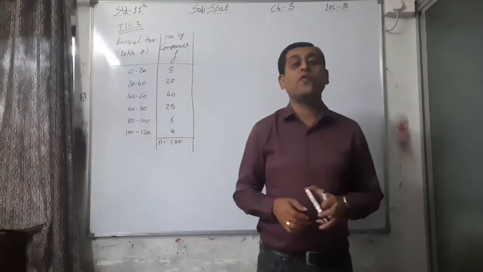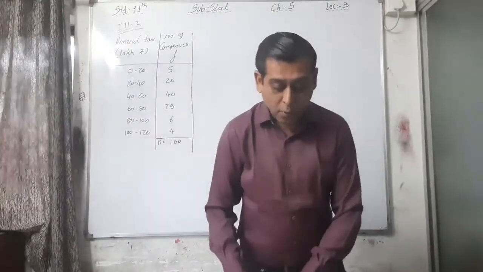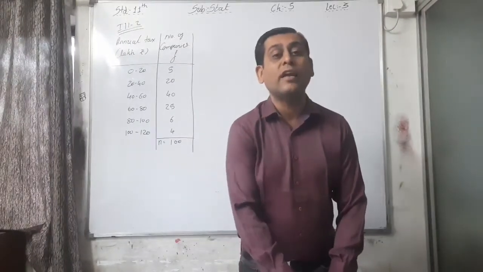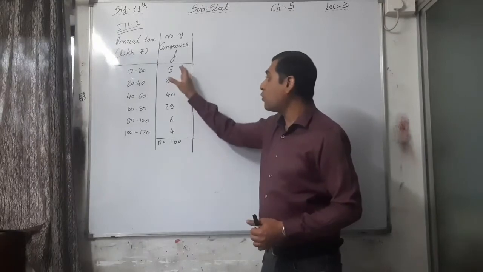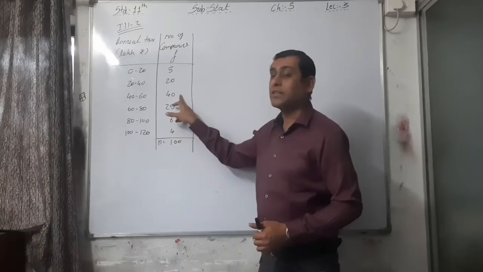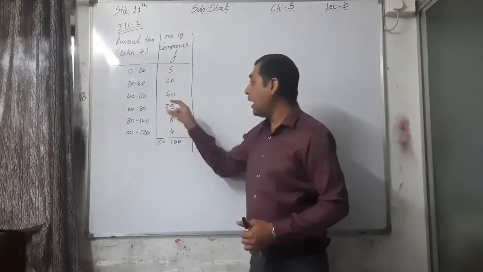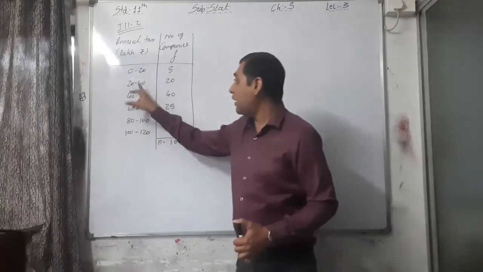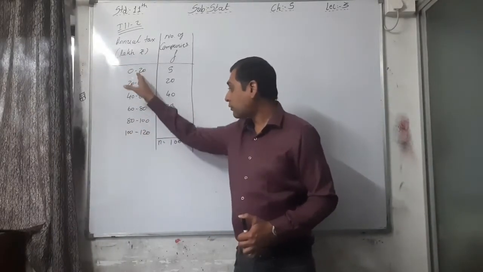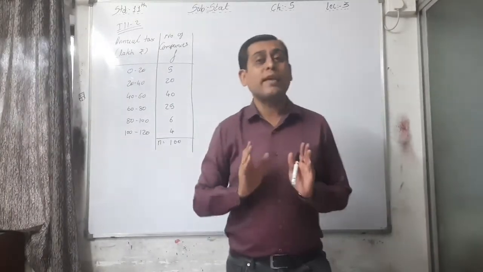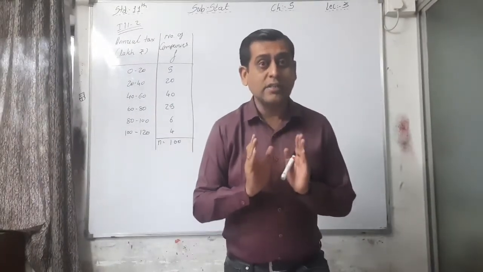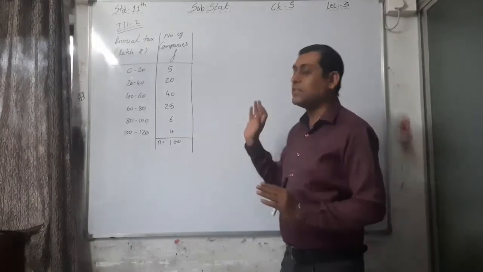But first of all, we have to decide whether the mode is defined or ill-defined. In this case, the mode is defined. You have to see the highest frequency. Yes, the highest frequency is 40 and it occurs only one time, and all the class lengths are also equal. So we can say that the mode, that is Mo, is defined.